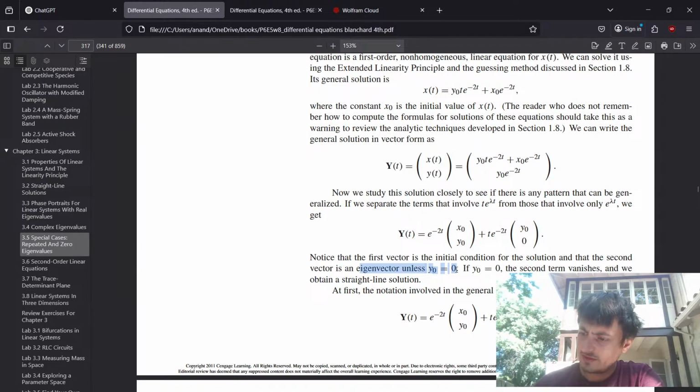So this is the initial condition, and this is the single eigenvector.